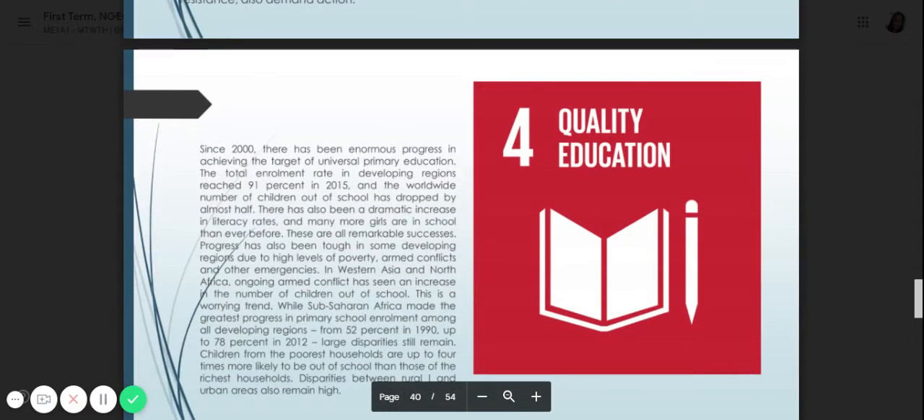Number four is quality education. There has also been a dramatic increase in literacy rates, and many more girls are in school than ever before. No, in the past only boys could go, now girls can too. They have equal opportunity for men and women. These are all remarkable successes. Yeah, very good. Progress has also been tough in some developing regions due to high levels of poverty and armed conflicts and other emergencies.